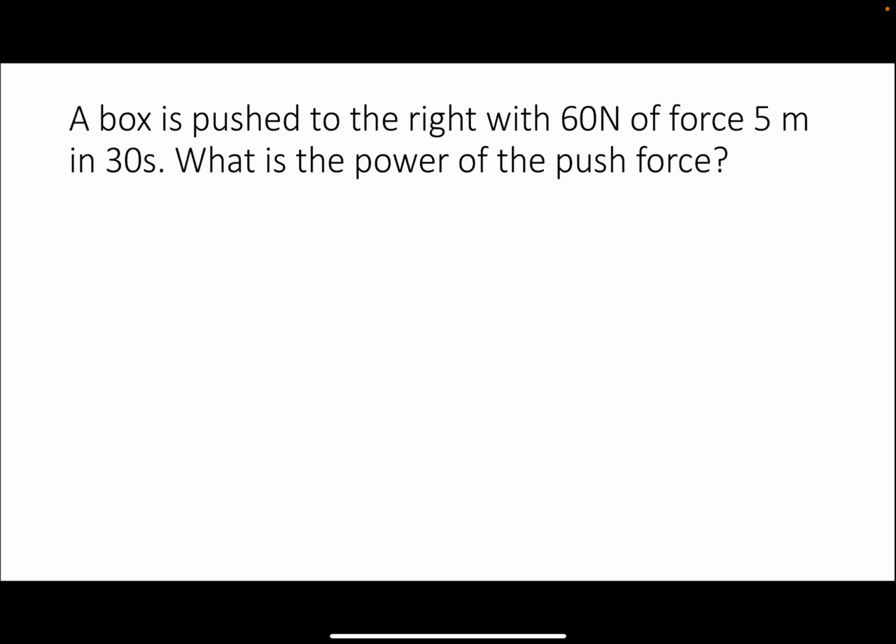So let's try a couple problems real quick. A box is pushed to the right with 60 newtons of force, 5 meters, 30 seconds. What is the power of the push force? Well, if we have a box on the ground, we can assume many things. We have gravity with a normal force, but all we really care about is that there's a force pushing the box to the right, and the box is actually moving to the right. Which means that the angle between them is 0, because the angle between right and right is 0.